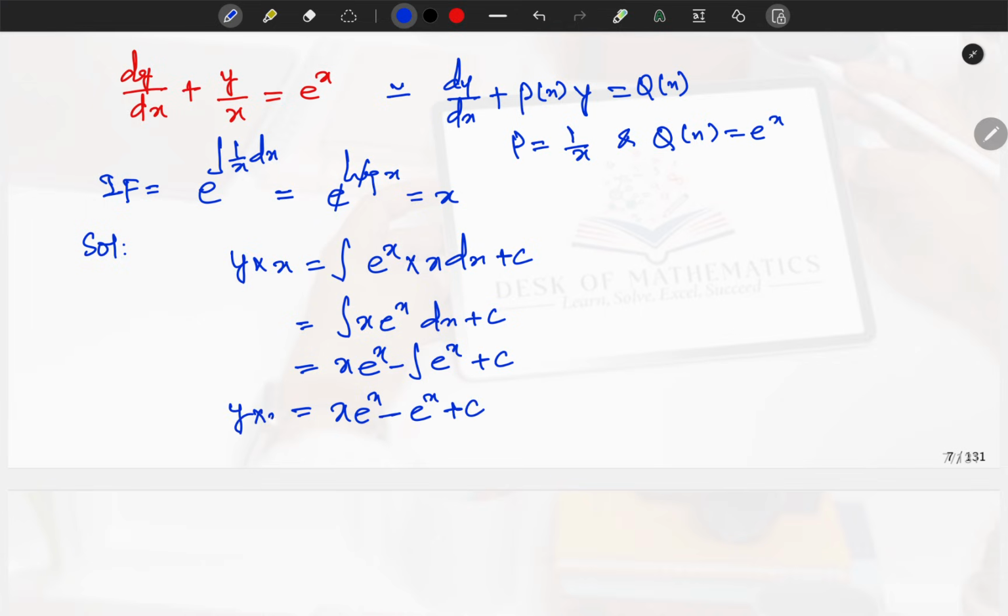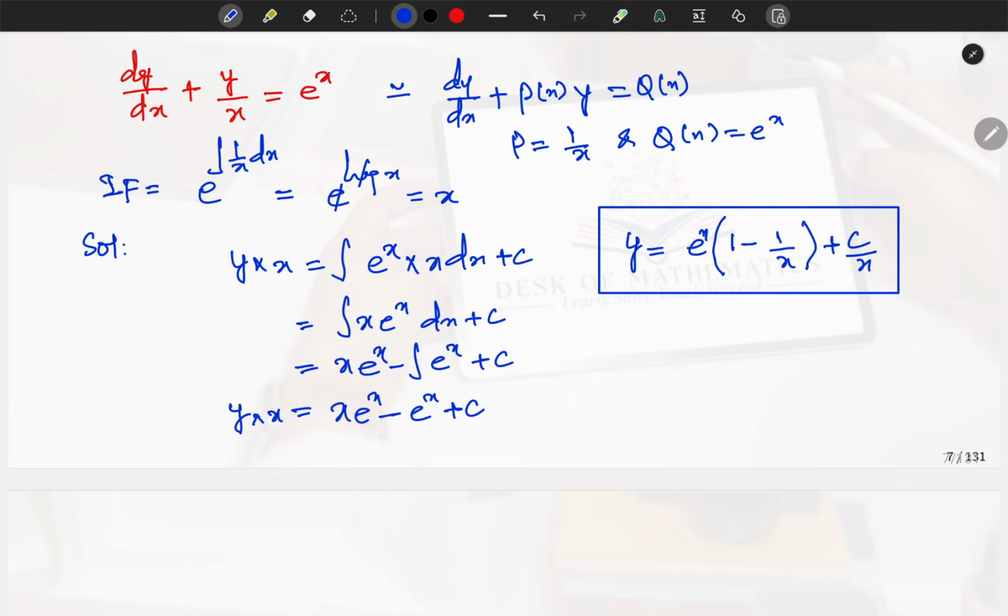So here it is y times x, isn't it? Y times x. So now what is the solution here? For this one, the solution is y is equal to e raised to power x common, so that is 1 minus, and x, take this x on the RHS, it will be x by x, that's 1 minus 1 by x plus c by x. This is the solution.